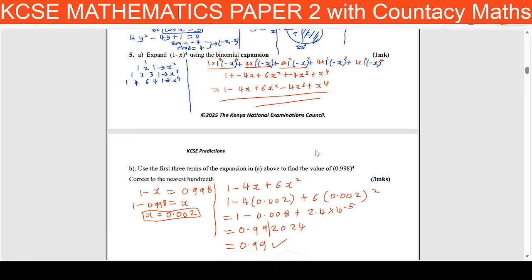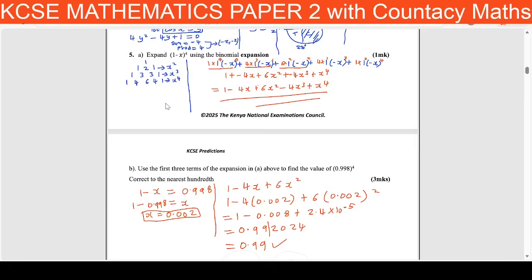Amazing. And that is how you're really supposed to solve that question. And that is the required solution for that. So I'm really hoping that if you get any question involving binomial expansion, you'll be able to do it.